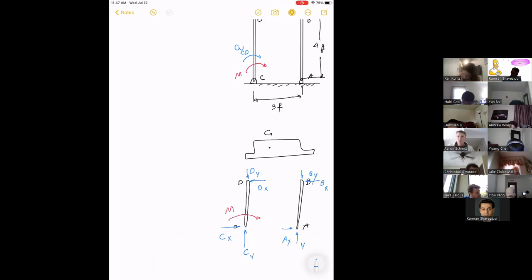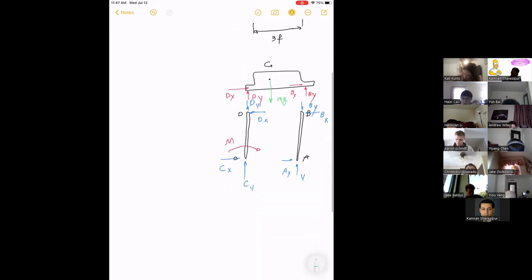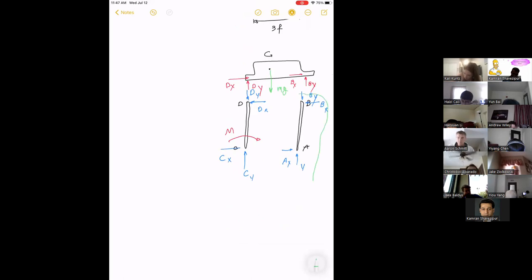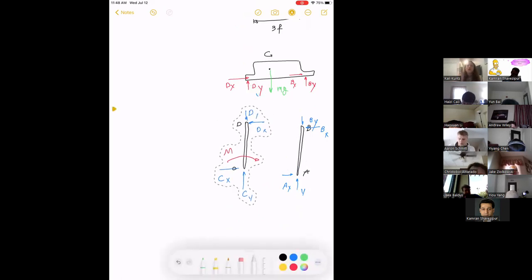If you go to the crate, the reaction of these forces will act on the crate. So you're going to have DX and DY, here you have BX and BY, and of course you have mg. So we're going to have these three, let me just separate them a little bit. So we need to have these three separate stuff.